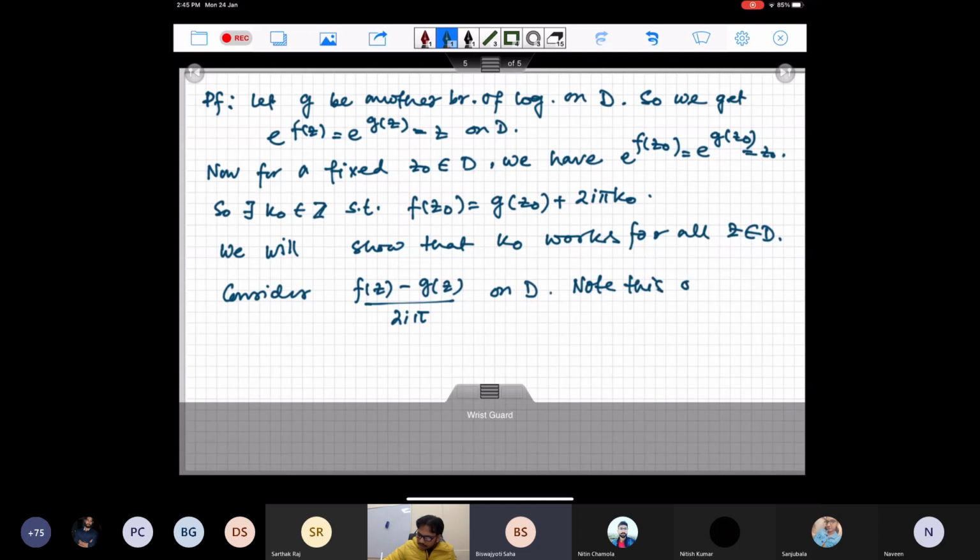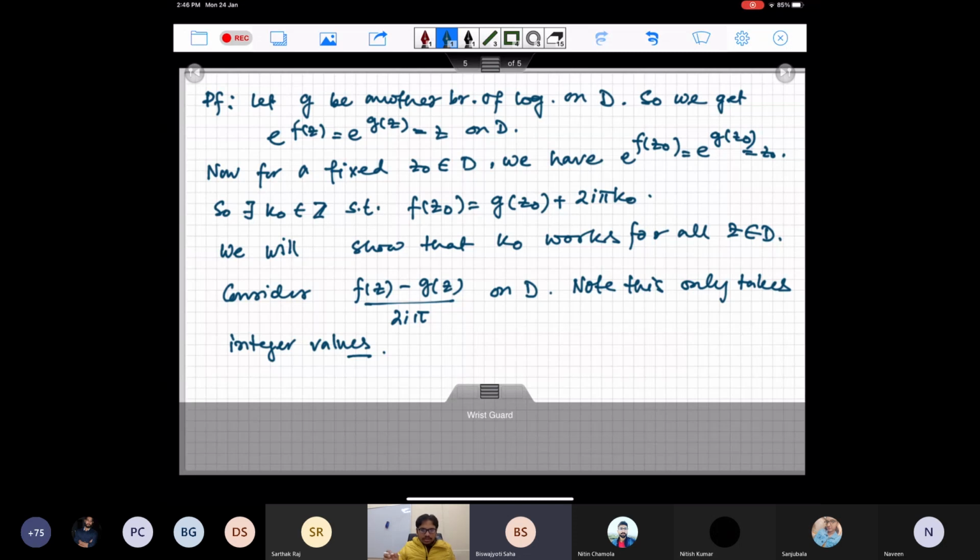This only takes integer values. All of you agree to this? Yes. No, because no matter what point z you take, you know that e power f(z) is equal to e power g(z). So f(z) minus g(z) will be some integer multiple of 2 i pi.